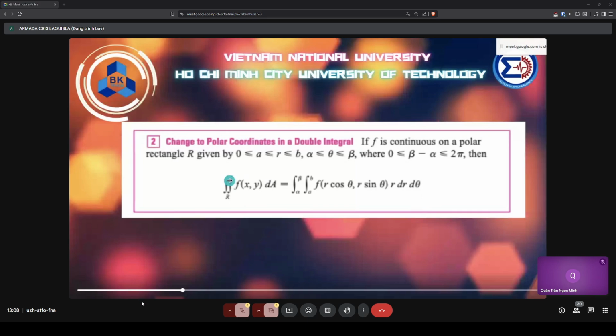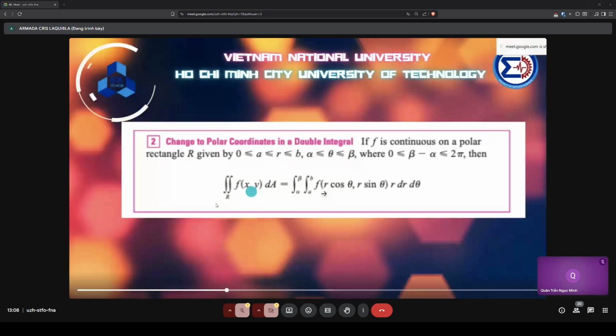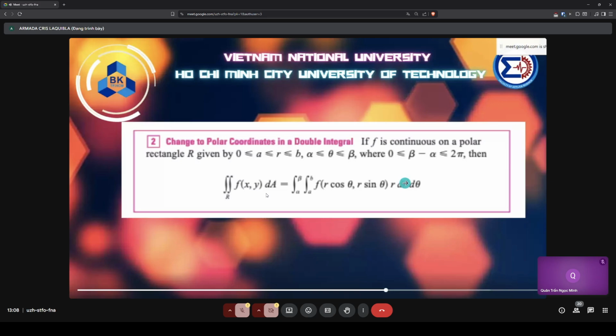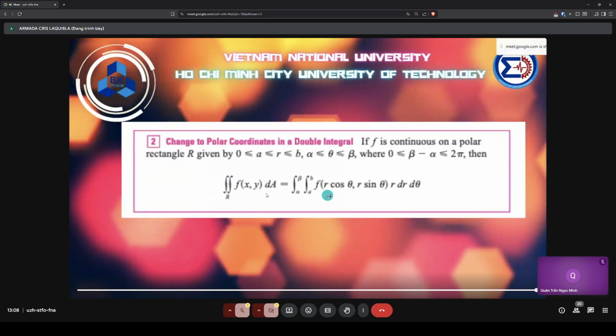And now for the limits in your double integral, since this is dr, it is the inner integral. So your r is bounded from a to b, so you write a to b there. And then your d theta is bounded from alpha to beta, so you have alpha to beta.